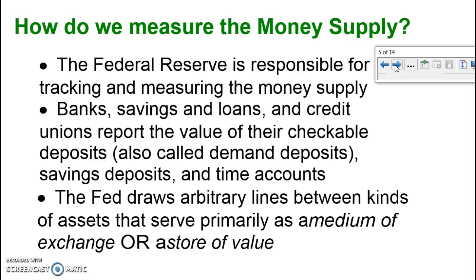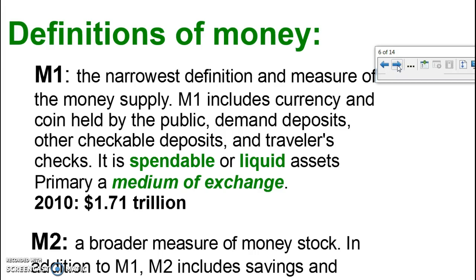And the Fed defines certain kinds of money based on whether they are a medium of exchange primarily or a store of value primarily. So we have two definitions here of money. M1 is the narrowest definition and the narrowest measure of the money supply. M1 includes currency, meaning dollar bills, coins, so anything, you know, quarters, dollar coins, pennies, nickels, dimes.